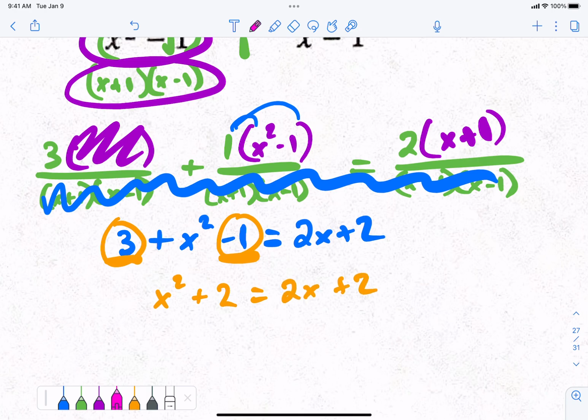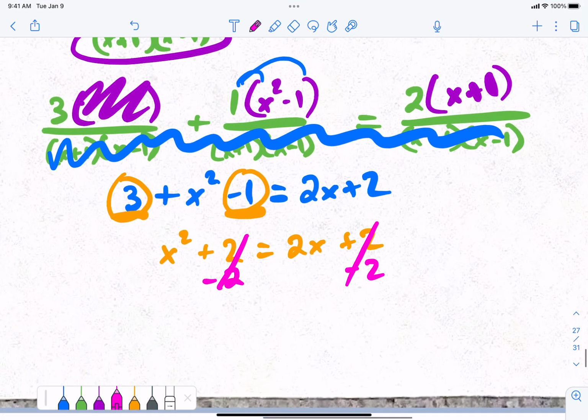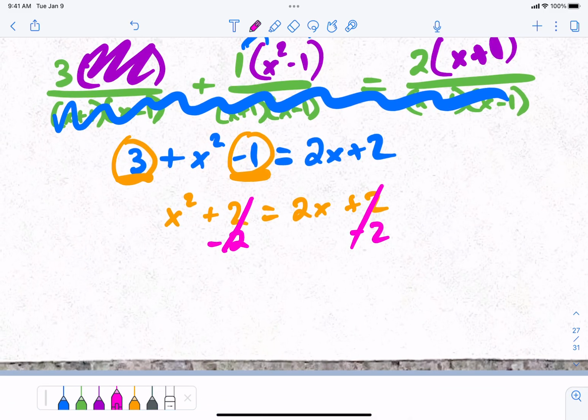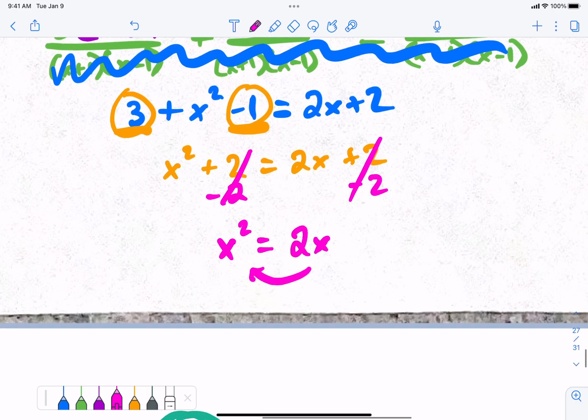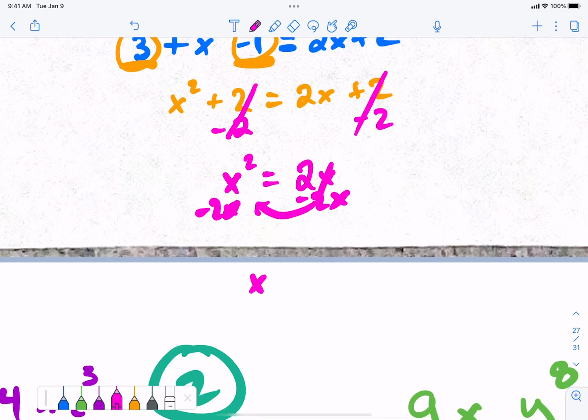Okay, then Toby says, now let's move this 2 over here. And what happens? It's gone, right? Do you see that? It cancels with the other side. So I've got x squared equals 2x. Now what do you do? You can't do the square root because there's an x there. Move the 2x over to this side. If I move the 2x over, it's like subtracting 2x. Can you subtract 2x from x squared? No. What will it look like? x squared minus 2x equals 0.